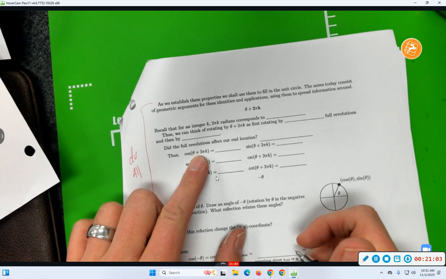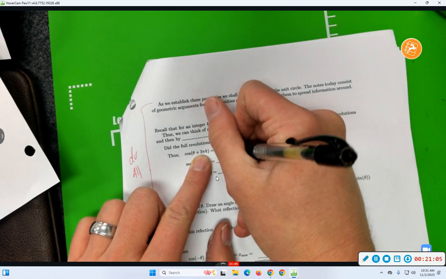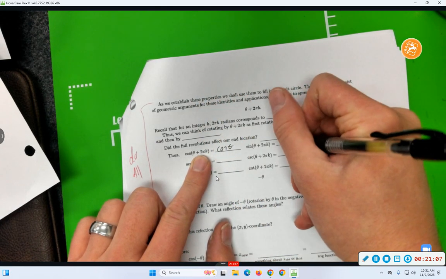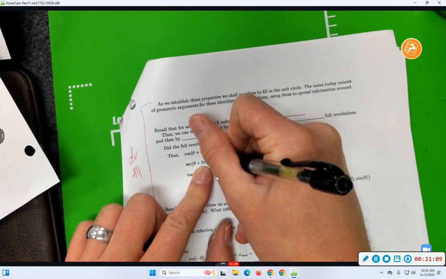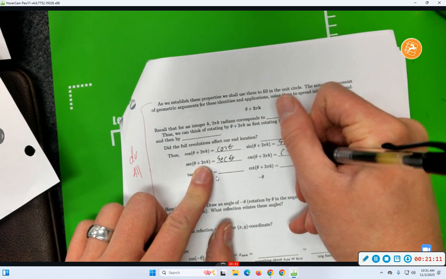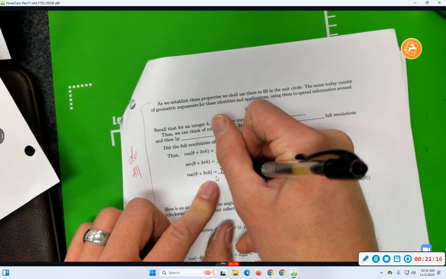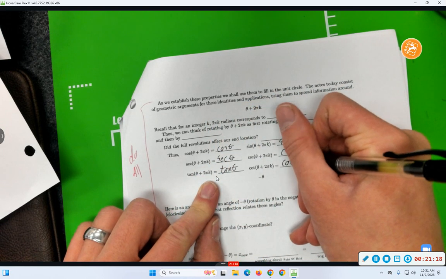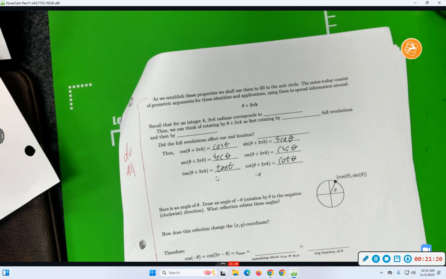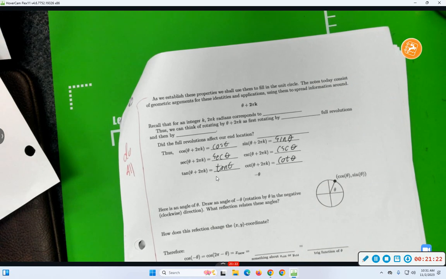So cosine of theta plus some full revolutions is just the cosine of theta. Same thing with sine. Same thing with secant. Same thing with cosecant. Same thing with tangent. Same thing with cotangent. Easy enough. And hopefully also pretty obvious.